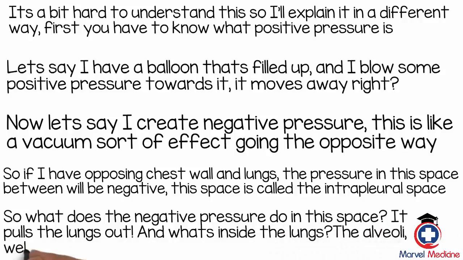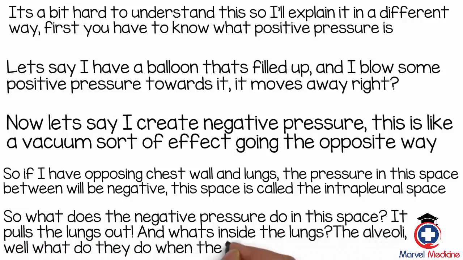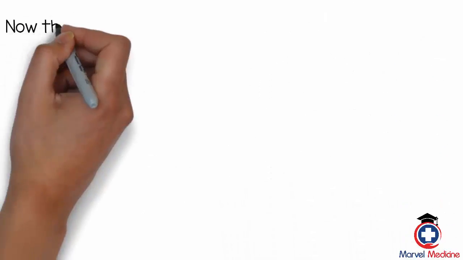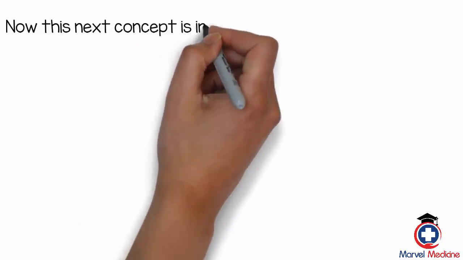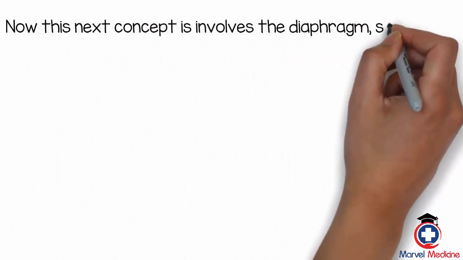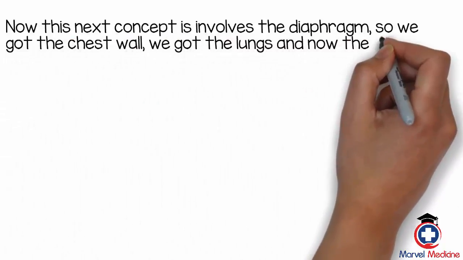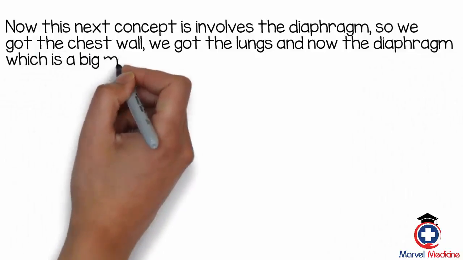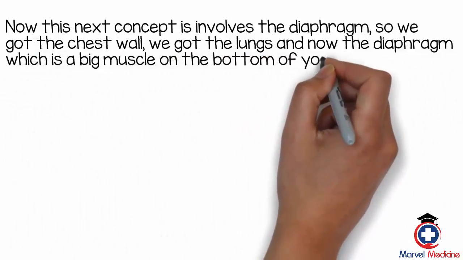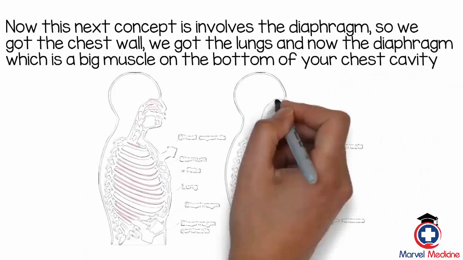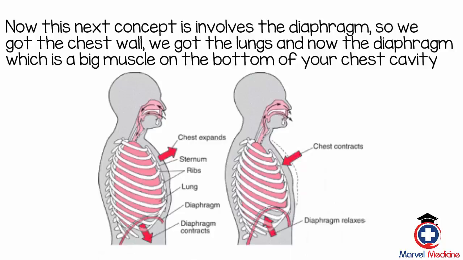And what's inside the lungs? The alveoli. Well, what do they want to do when the lungs stretch out? They also expand. Now, this next concept involves the diaphragm. So we've got the chest wall, we've got the lungs, and now the diaphragm, which is a big muscle at the bottom of your chest wall cavity between your thorax and your abdomen. With inspiration, the diaphragm contracts and pushes down. Well, what does that do to the intrapleural volume? It increases, right? Since there's more space.